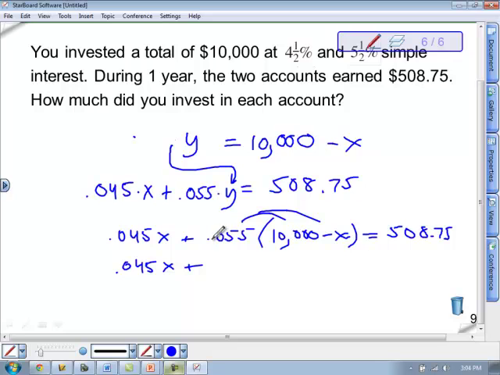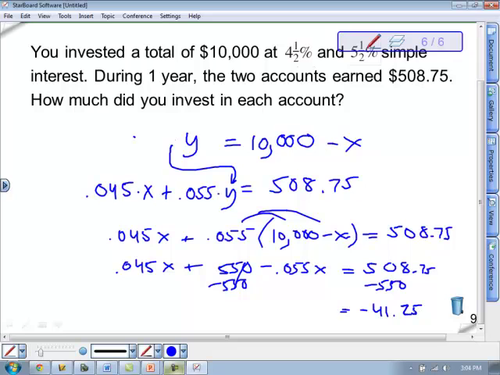Then I have 0.045x plus, I'm going to distribute this to both terms. So let's move the decimal place over 4: 1, 2, 3, 4, so 550 minus 0.055x equals 508.75. Let's subtract 550 from both sides. That gives us negative 41.25.